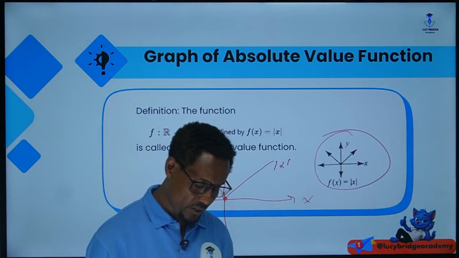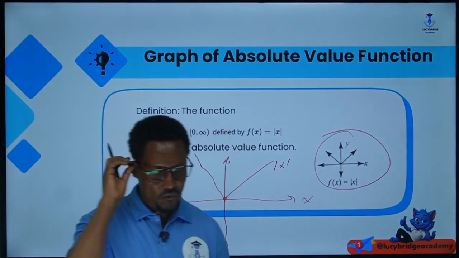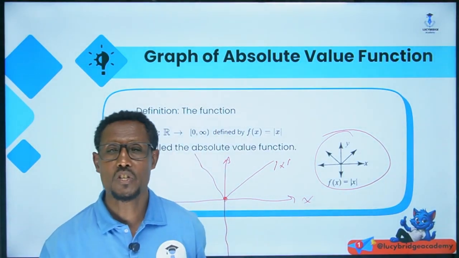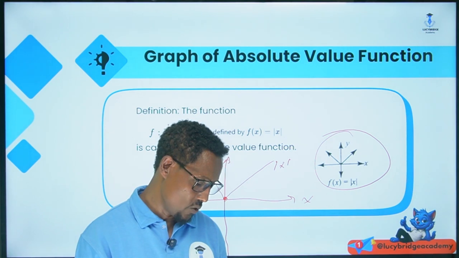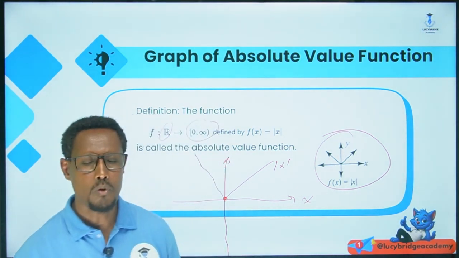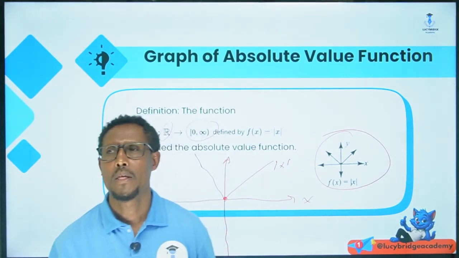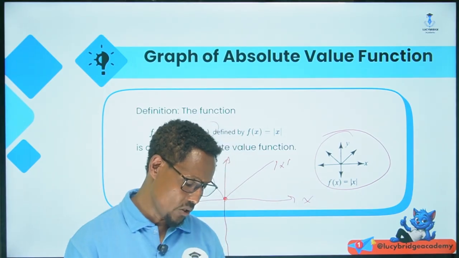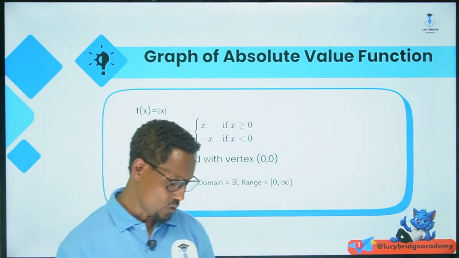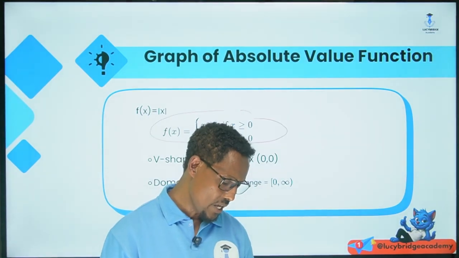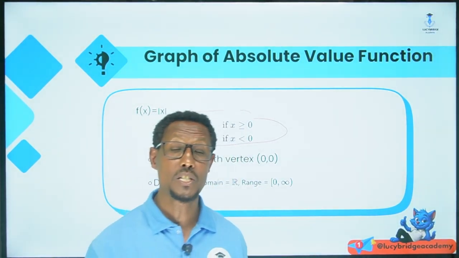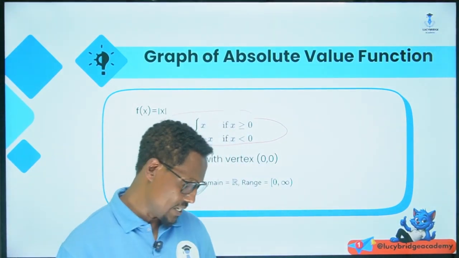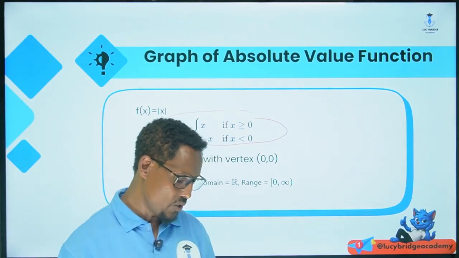This one is f of x, which is equal to the absolute value of x. The domain of the absolute value of x is the set of all real numbers, but the range is greater than or equal to 0, the closed interval from 0 to positive infinity, or the non-negative real numbers. As we defined before, f of x is equal to x if x is greater than or equal to 0, and equal to minus x if x is less than 0, and the graph is always V-shaped with vertex 0, 0.